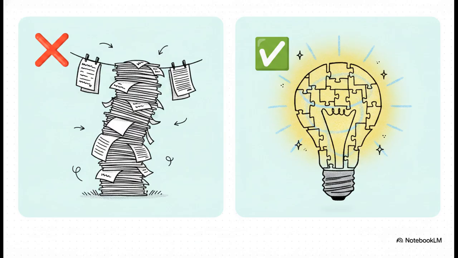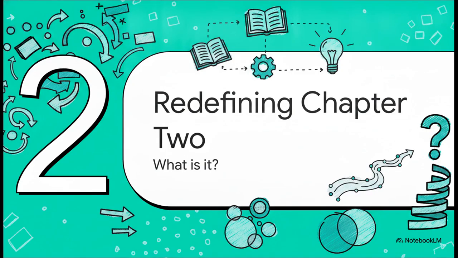It's just descriptive reporting. What you want instead is synthesized analysis. You want to be able to say, studies across contexts consistently report this trend, however, evidence is a bit mixed regarding this other variable. That second approach proves you can actually integrate information, not just parrot it back. Moving right along to Section 2, redefining Chapter 2.